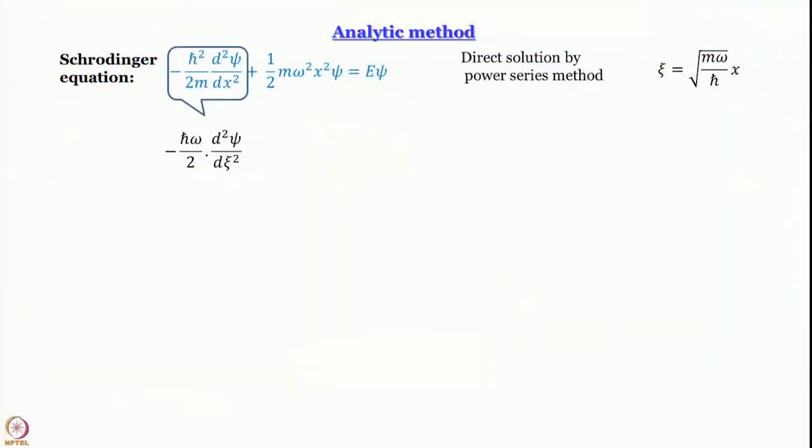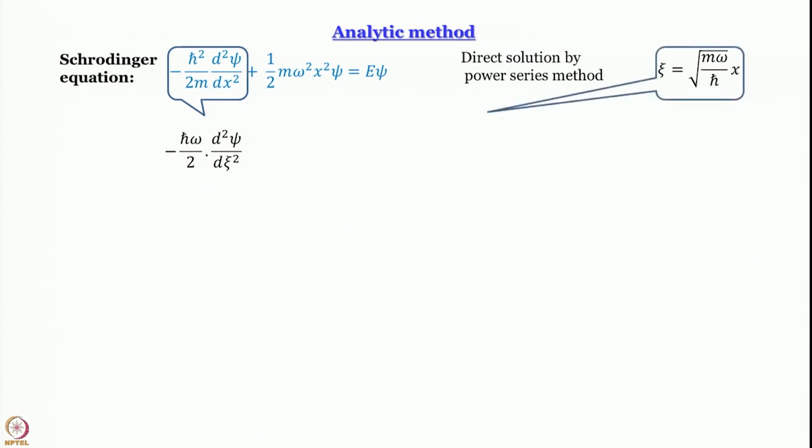So, here goes, xi equal to root over m omega by h cross times x, that is what we are going to use. Using that, we are going to transform the kinetic energy term and obtain minus h cross omega by 2 d 2 psi d xi 2. Most of you might be able to work this out by yourself, but as promised, we will go through this step by step.